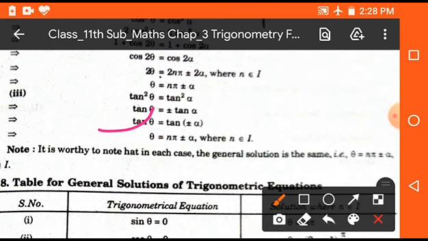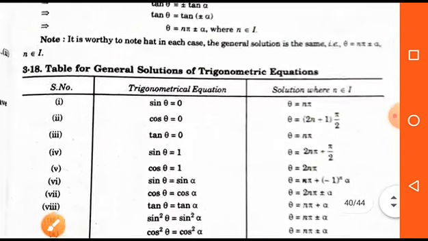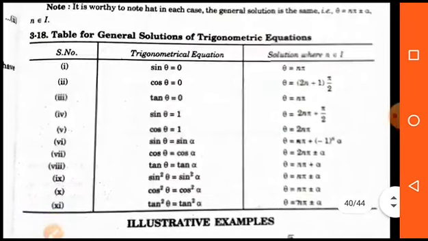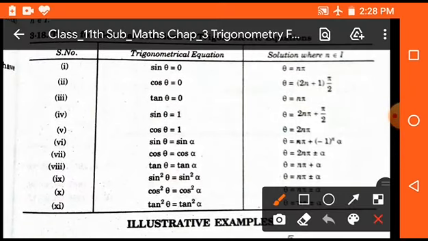Now when tan theta is equal to tan alpha, in this case we have theta is equal to n pi plus alpha, where n belongs to integers. Student, there is a table in which some formats of equations and their solutions are given. So if sin theta equals 0, then theta is equal to n pi is the solution. If cos theta equals 0 is given, then theta is equal to (2n plus 1) pi by 2 is the solution of the given equation.